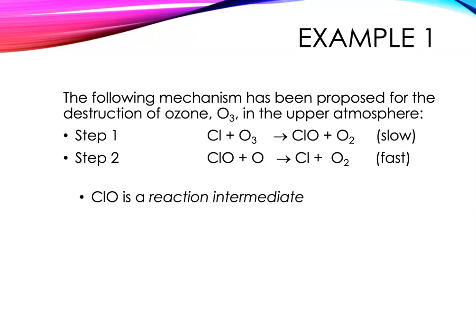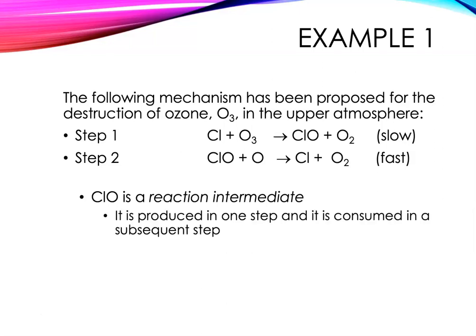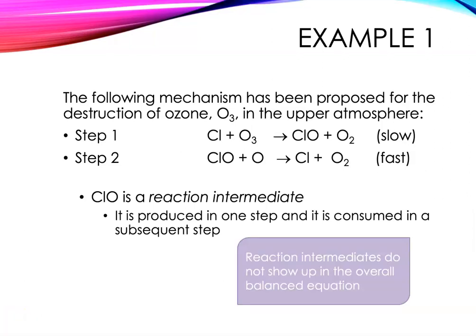I want to point out that ClO is considered a reaction intermediate. We make it and then we use it up. So you need to be able to recognize intermediates when the elementary steps of the mechanism have been written out. An intermediate is made in one step and consumed in a subsequent step. It doesn't have to be the next step, it just has to be a later step. But if we have a two-step mechanism, that is the next step. I do want to point out that in the overall balanced equation, reaction intermediates don't show up. They end up canceling out because there's one on each side.